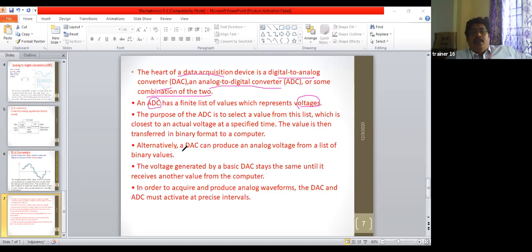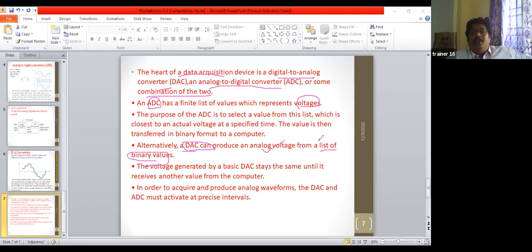So these are all things. And the alternative, the DAC, can produce analog voltage. That means the DAC produces an analog signal, and that signal is in the form of an electrical signal. The input is a list of binary values.